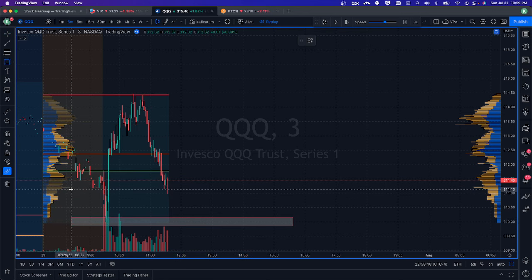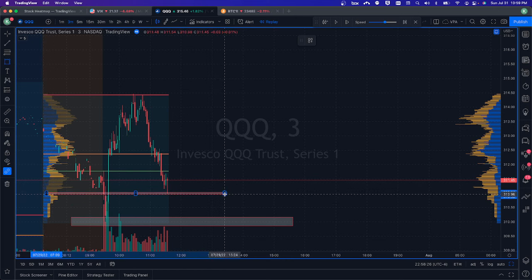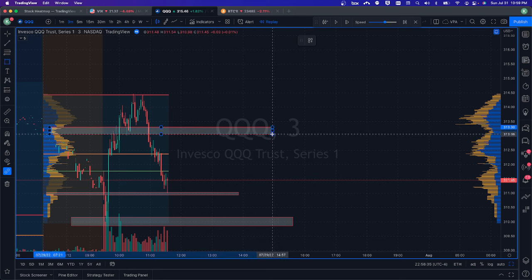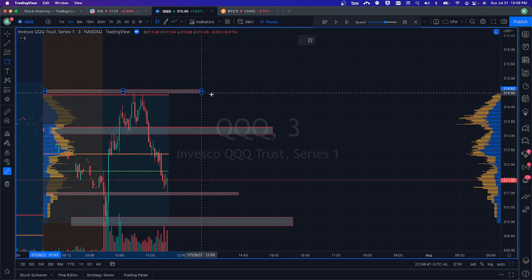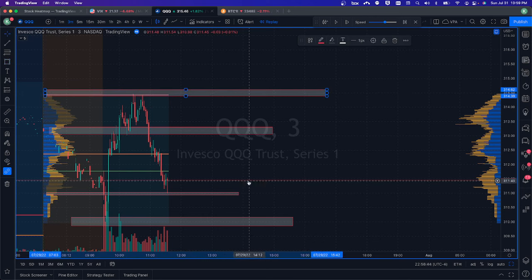But also you can see we have these high volume nodes popping out here, and then we have these low volume gaps right around here that we want to take into consideration. We also have a volume gap that's formed right around here, and notice how this did act as resistance. And then of course we have this double top, which is currently the value area high. So let's see how these gaps play out as price continues to go.